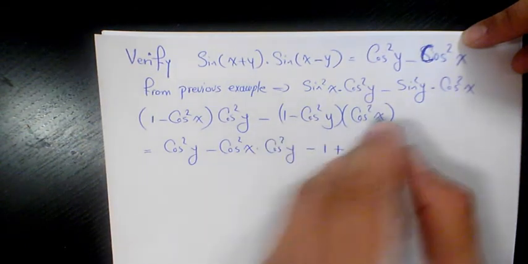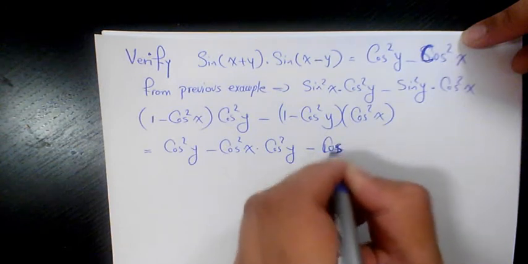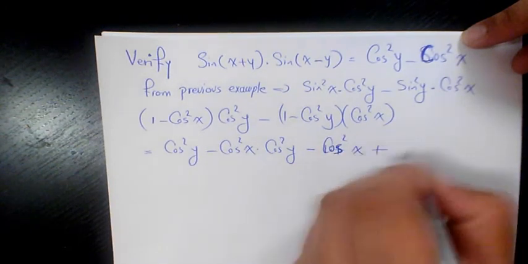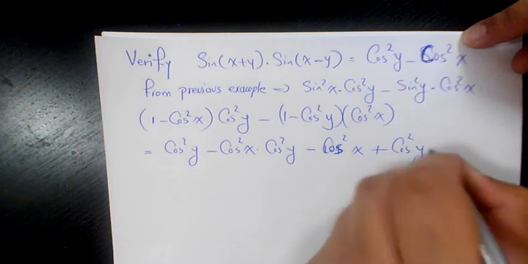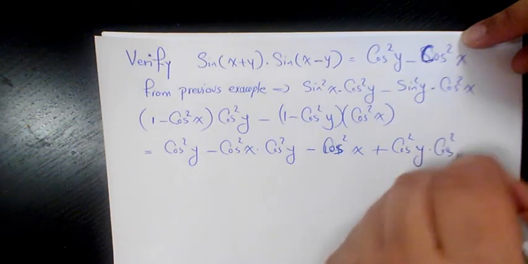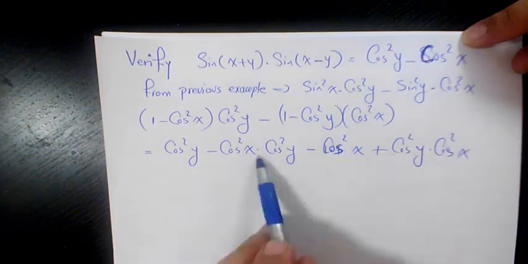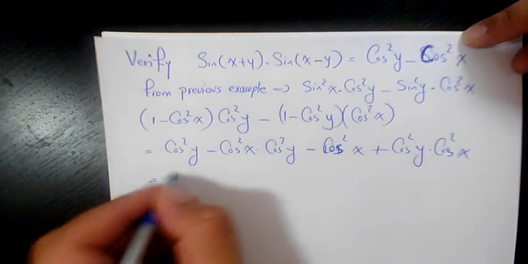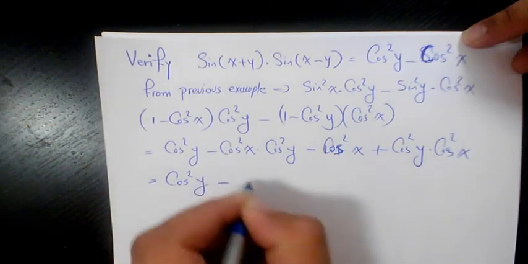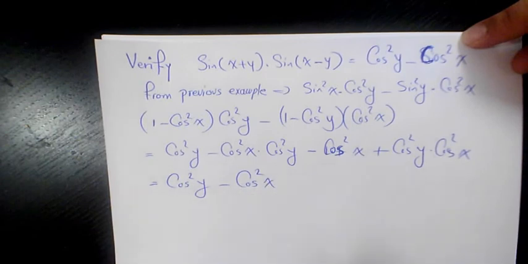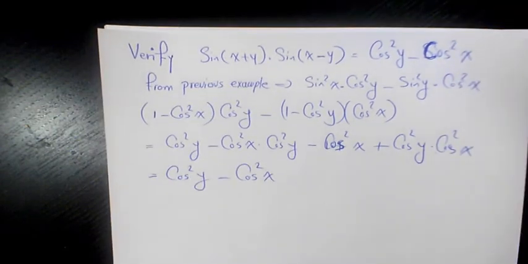1 times cosine squared x plus cosine squared y cosine squared x. These two are going to cancel out, and we're going to have cosine squared y minus cosine squared x, as you see here. So that's proven as well.